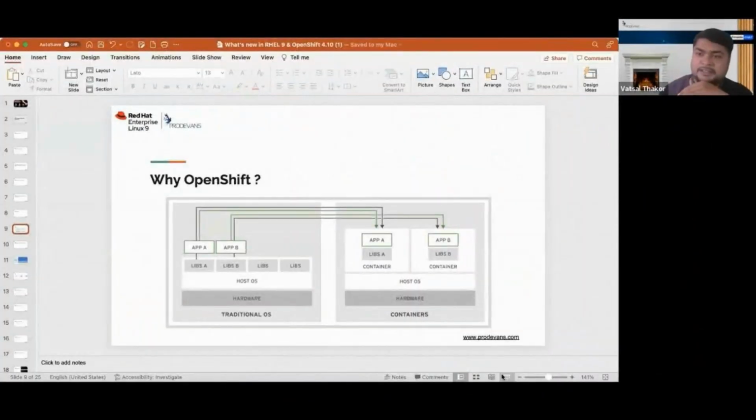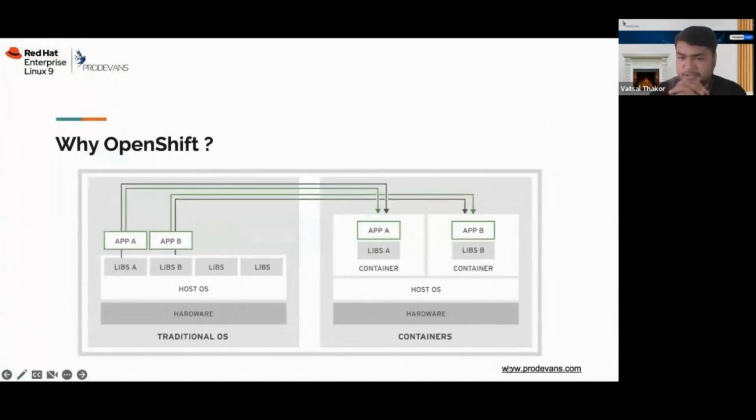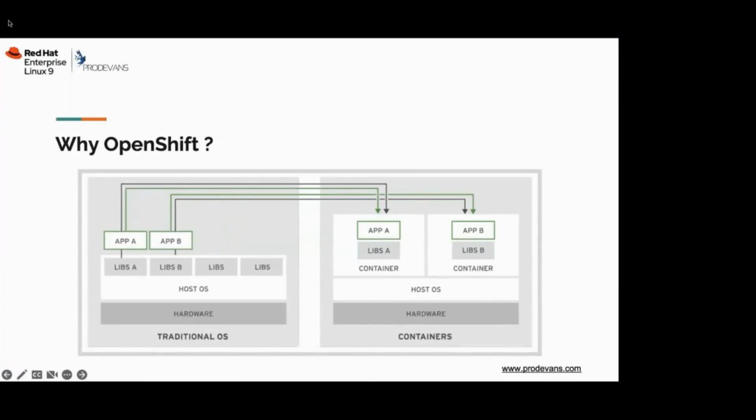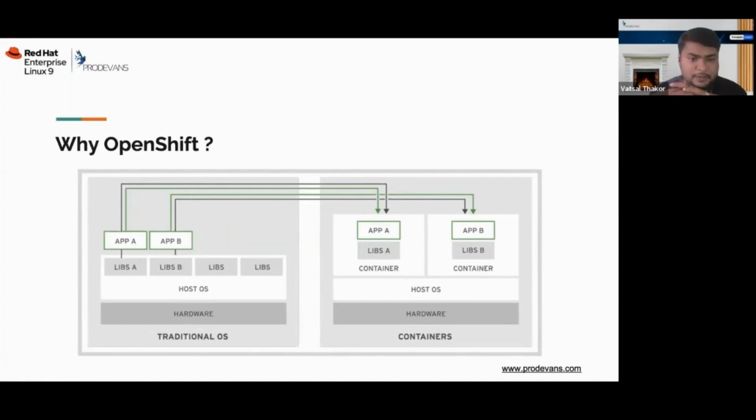So my next question is, why OpenShift? I have one diagram, a slide, where we can see that. Let's talk about the journey: why OpenShift, and why Kubernetes and all those things are coming into the picture. Initially, we deployed applications in a traditional way. The traditional way is when we have hardware, we put our operating system on top of it, and then we go ahead and install our application on top of it.